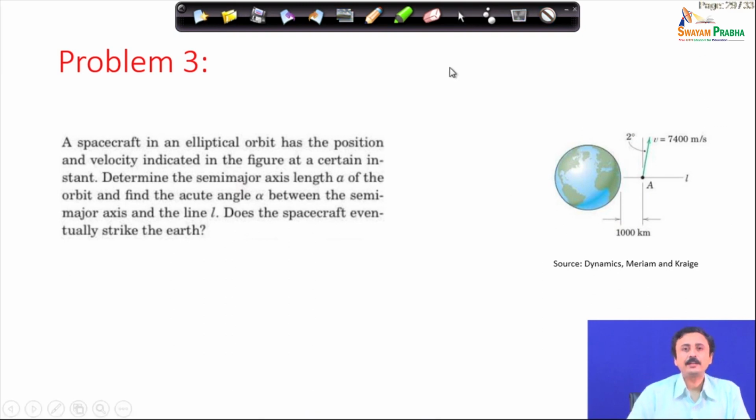We have to calculate the trajectory of the spacecraft and also check whether it strikes the earth or not. It will strike the earth if the minimum separation from the center of the earth falls below the radius of the earth. That means, if the perigee of this elliptical path of this satellite is less than the radius of the earth, then it will definitely strike the earth somewhere.